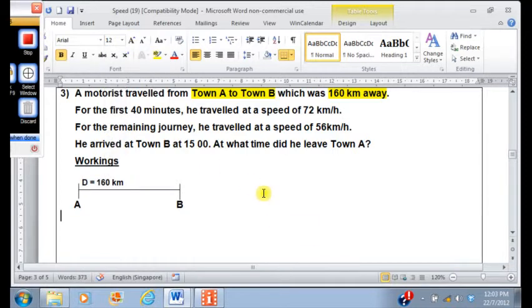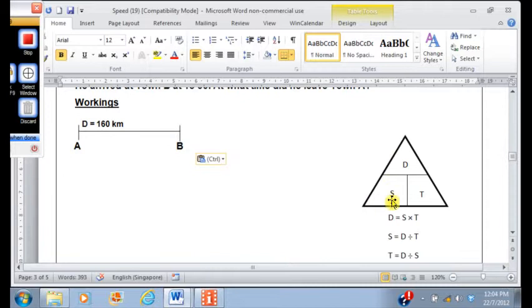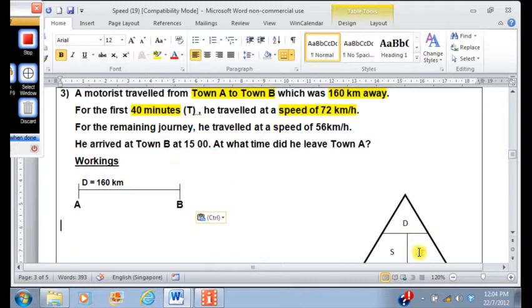Right. For the first 40 minutes, now we are given minutes, be careful. He traveled at a speed of 72 kilometers per hour. This is your time. Again, we can use our relationship. The distance, speed, time. Distance equals to speed times time. Speed equals to distance divided by time. Time equals to distance divided by speed. Which one are we going to use?